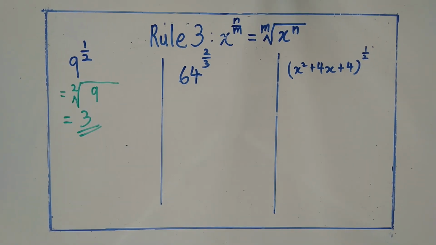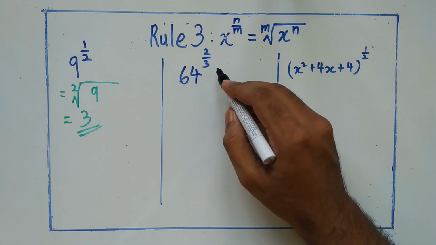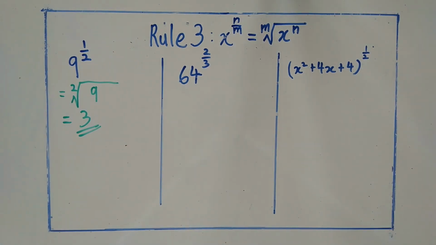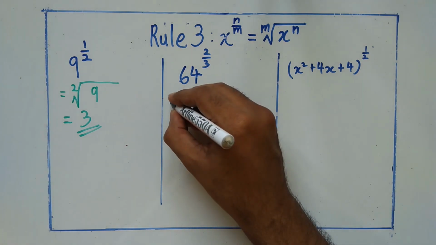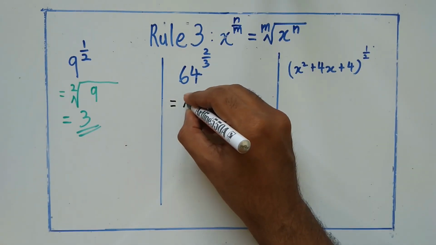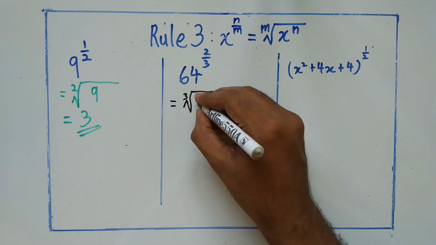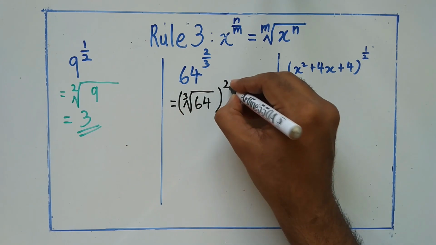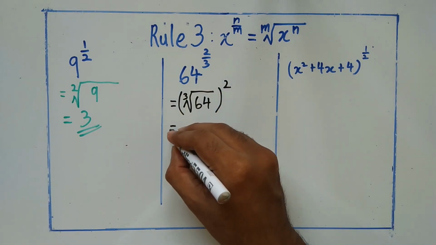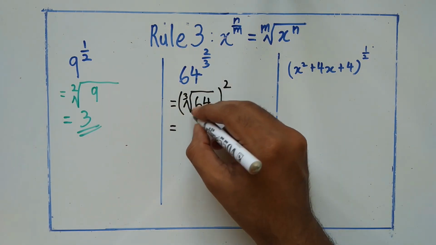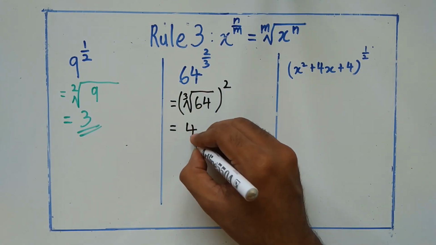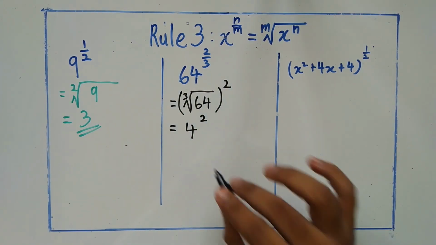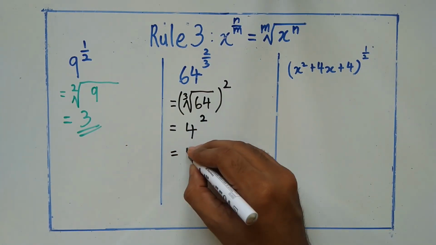In the second example, we have 2 over 3 as the exponent for 64. We can solve the root index first, then we solve for the power. By solving the root first, we get 4 to the power of 2. After solving this, we get 16.